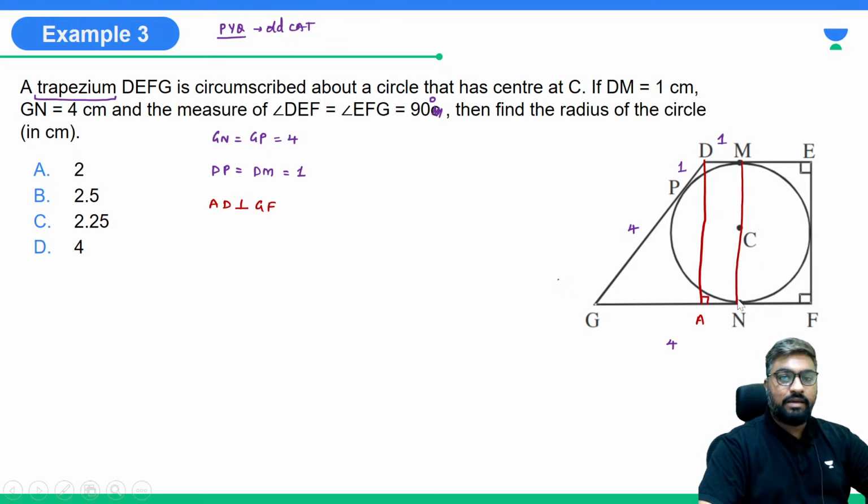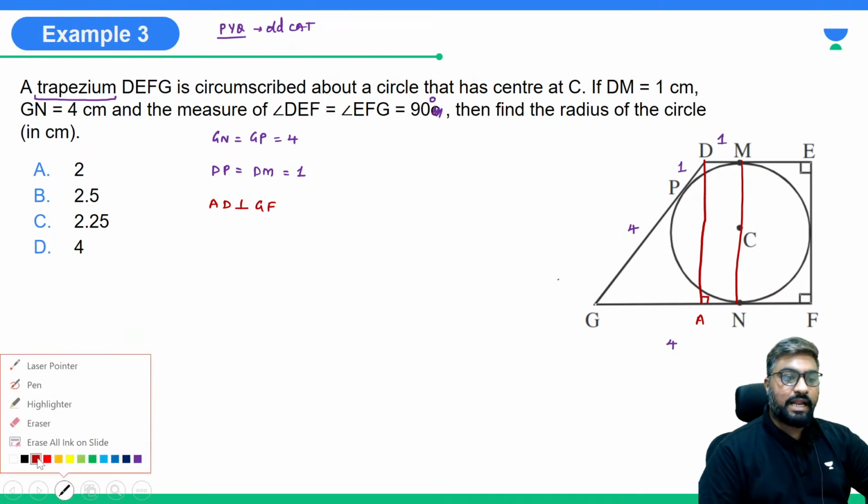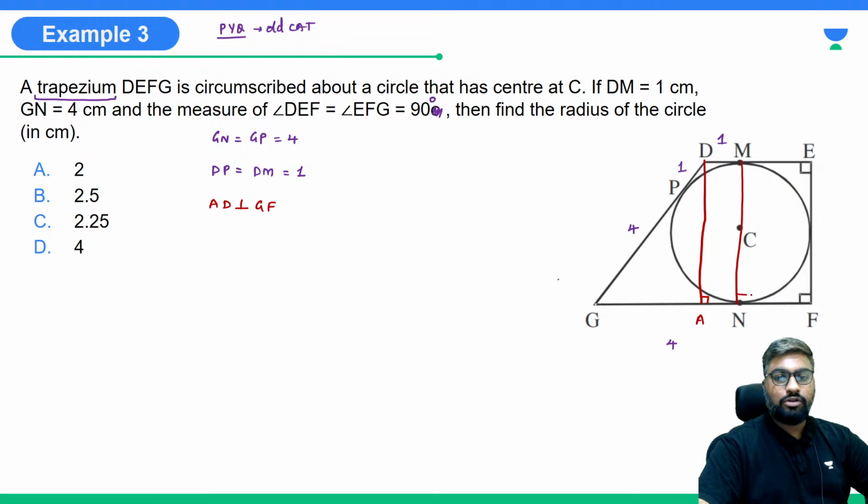Both will be parallel. This is 90, this is also 90. Agreed? Both of them would be 90 degrees, because these are two parallel lines, DE and GF are parallel, and perpendicular distances between them are also parallel. So if we can somehow find out DA, then we can get the diameter. Say yes if you agree with this, guys. Anudeep says radius is 2. Very good, correct answer.